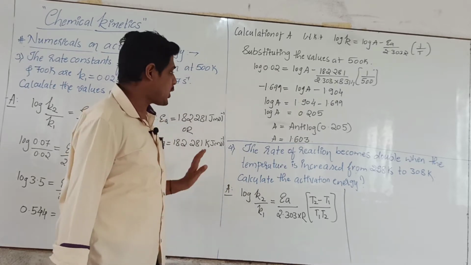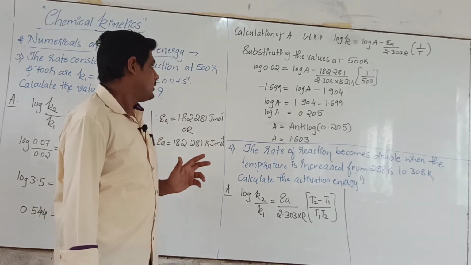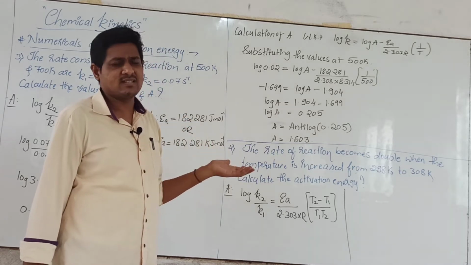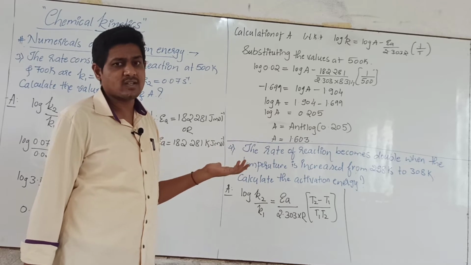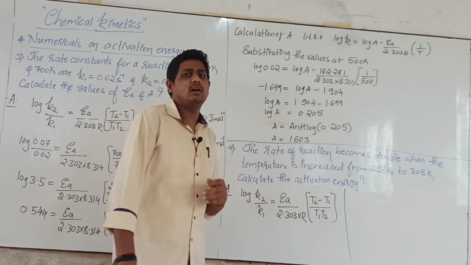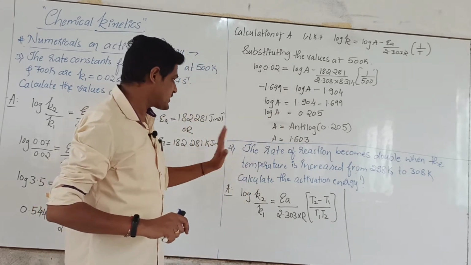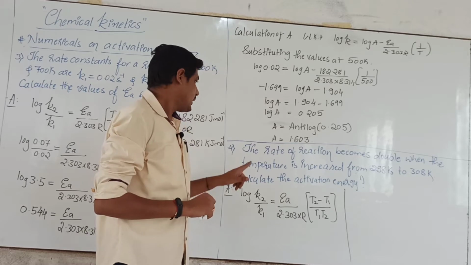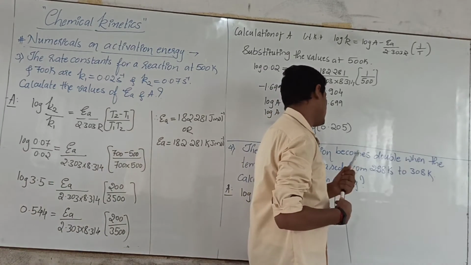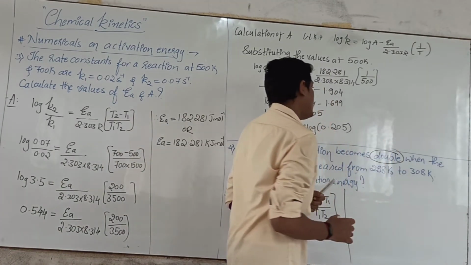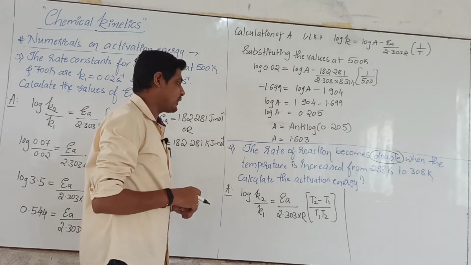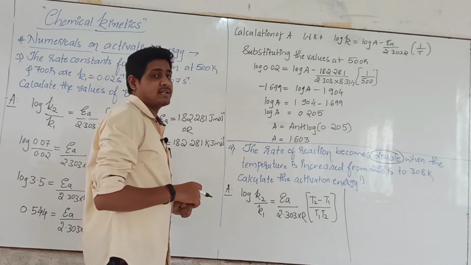Okay, so the next problem is very interesting. Focus on this. These are the three problems we have solved. It is simple, you can easily calculate activation energy from rate constants, and once you calculate the activation energy, you can calculate the Arrhenius constant or frequency factor. But this one is very interesting. What it is saying, see, the rate of a reaction becomes double. This you have to focus on. The rate of a reaction becomes double when the temperature is increased from 298 Kelvin to 308 Kelvin. Calculate the activation energy.